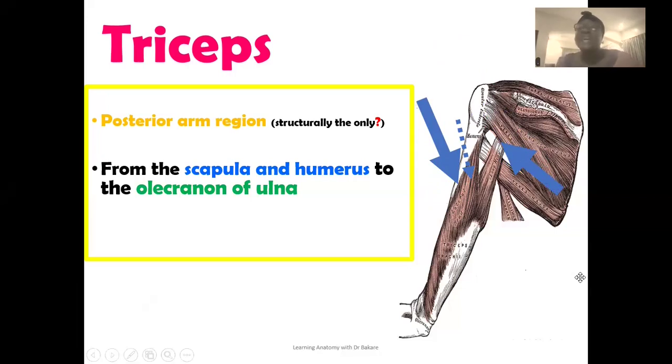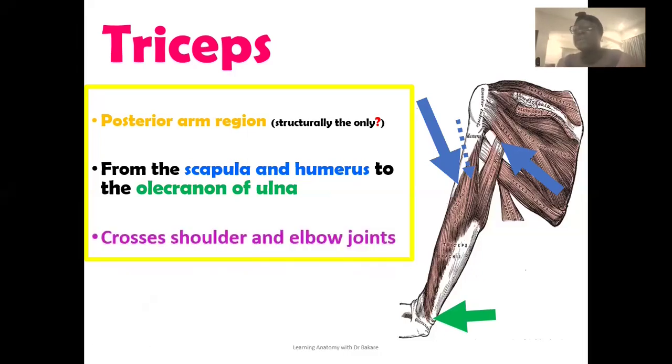After their emergence from their different points on the humerus and the scapula, they are seen to descend downwards, where they finally unite to have a common tendon that will be finally inserted on the olecranon process of the ulna. And this is what is arrowed at this inferior region. So we see that two of these heads will emerge from the humerus, while the last head will emerge from the scapula.